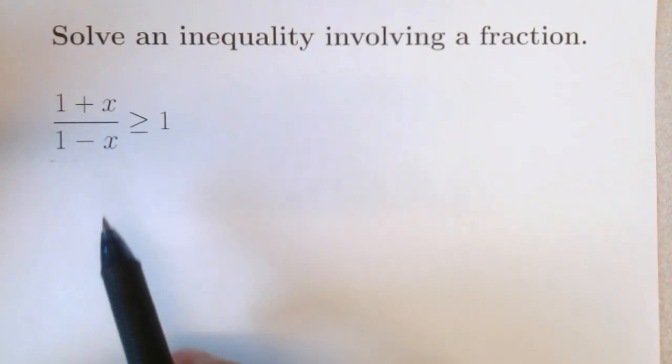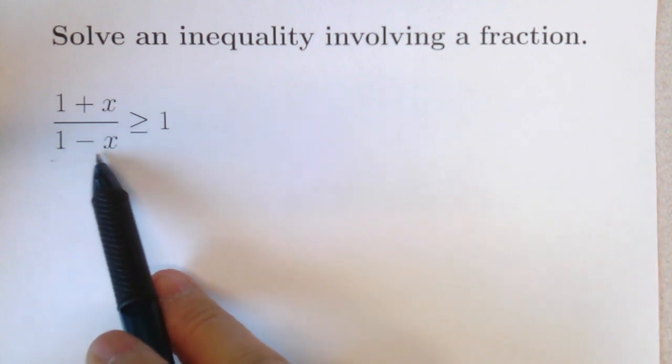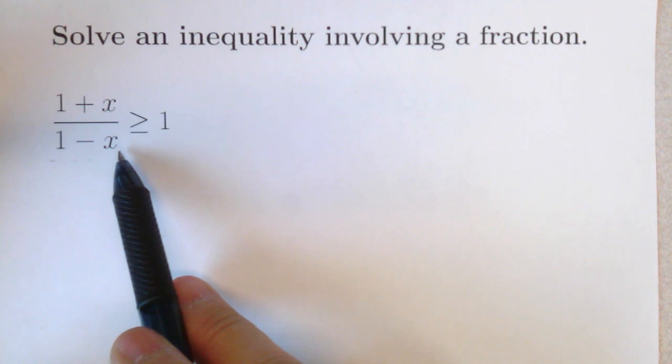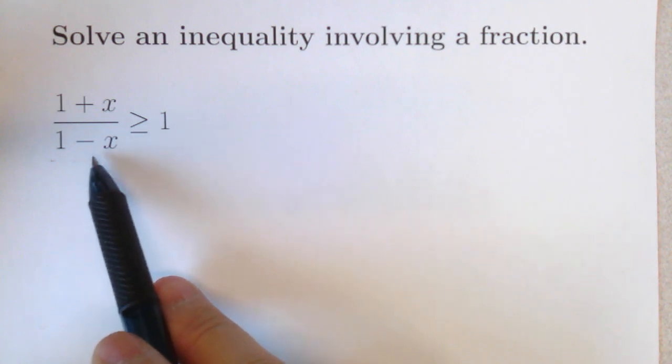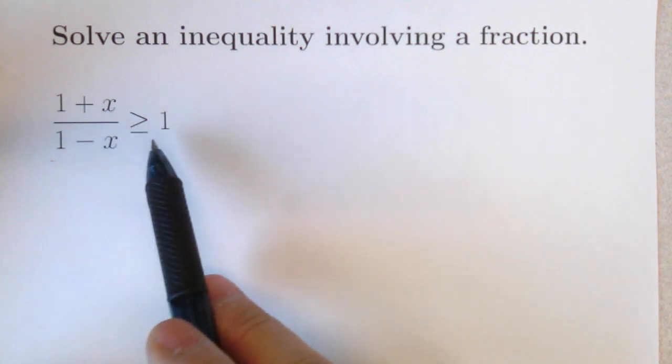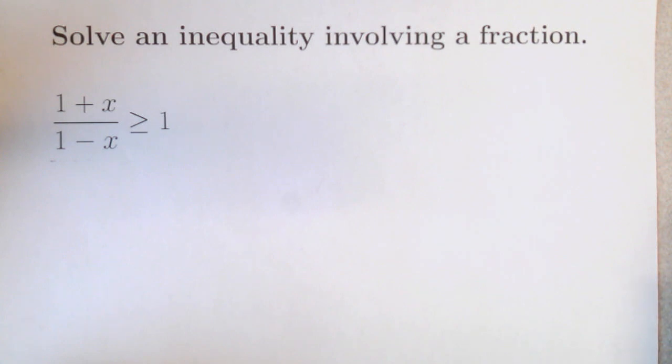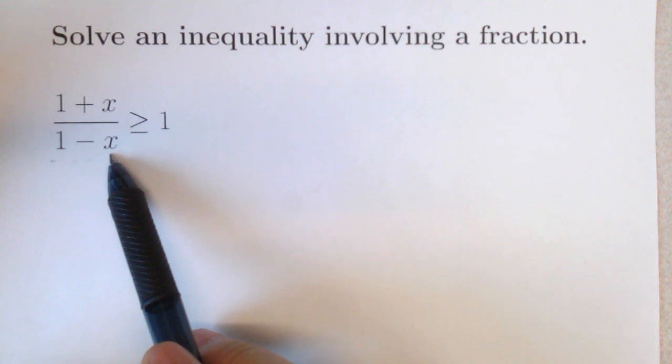The reason you cannot use the same method is because when your denominator contains a variable, you try to get rid of your denominator, and you say, can I multiply 1 minus x to both sides of the inequality? The answer is no. You cannot do that because you do not know whether 1 minus x is greater than 0 or less than 0.